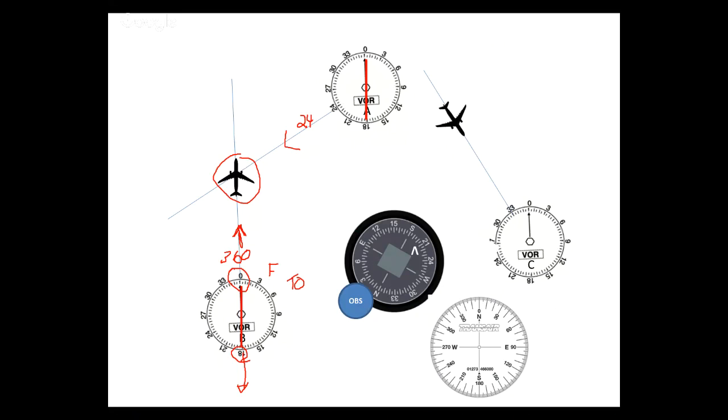Meanwhile, on this receiver, you've got 240 selected, which means you're also going to get a from indication because you're on that radial. Gosh, Alan, I really like the way you explained that. That actually made me understand it better, I think. Sweet. So you're on the 240 radial, which means you're going to receive a from indication. If you want to see a to indication, you'd have to rotate your OBS dial until the 060 radial was on top.